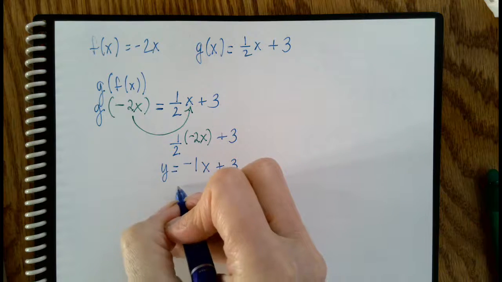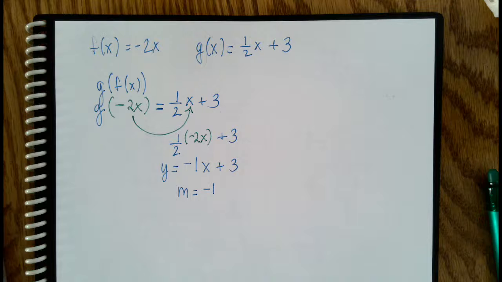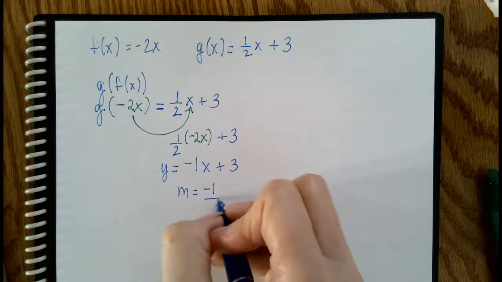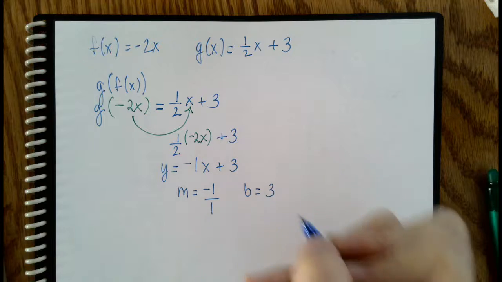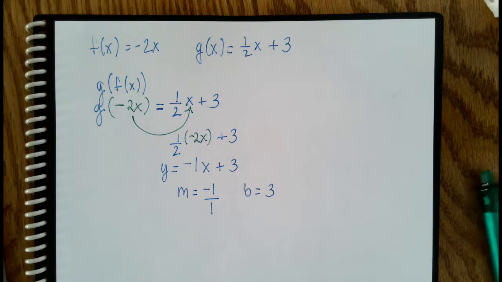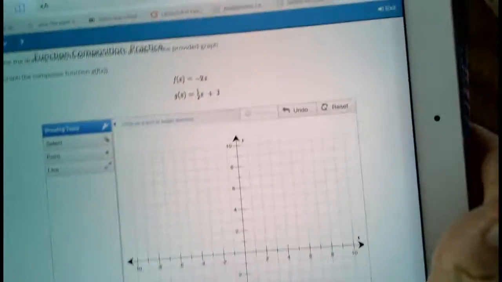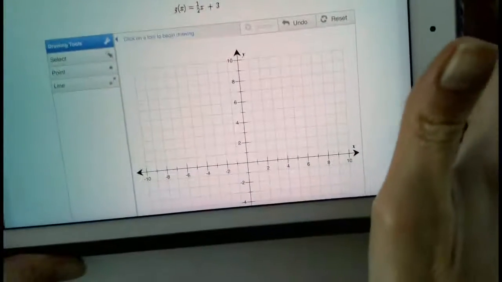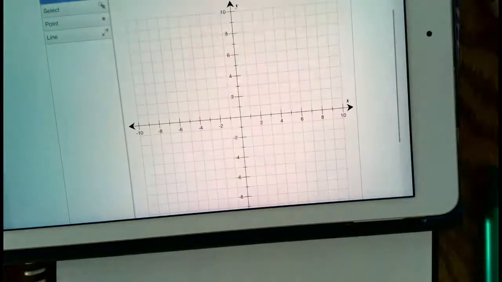And what we can identify here is that our slope is negative 1. But slope, remember, is rise over run, so it's negative 1 over 1. And then our y-intercept is b equals 3. So I have some trouble when I have to do this on the iPad, but we will try to get that graphed on the iPad. And maybe we will, and maybe we won't.